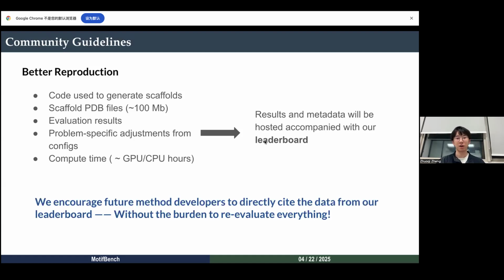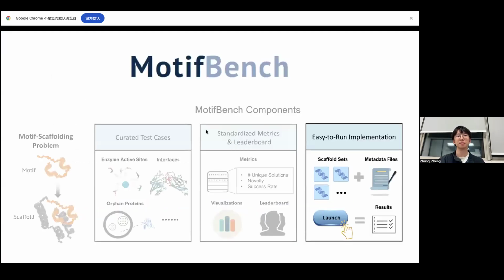And after all, as I mentioned just now, the computational burden is heavy when evaluating motif scaffolding methods, particularly on the designability test. So as we already have a standardized pipeline here, we encourage future method developers to directly cite the stats and data from the leaderboard, without the burden of re-evaluating everything under different scenarios, evaluation metrics and pipelines.